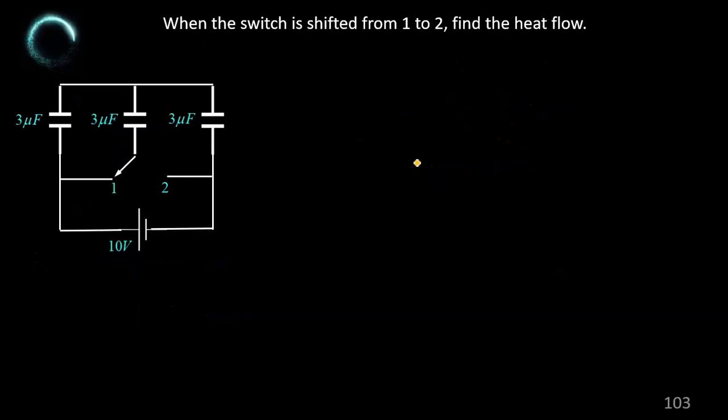Now let us go to another problem. This is the circuit, the initial circuit. Initially the switch is connected to point number 1. Then the switch is connected to point number 2.